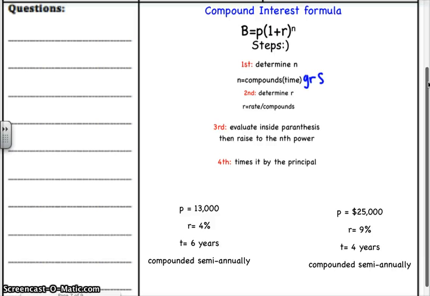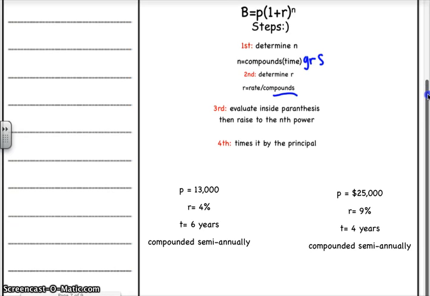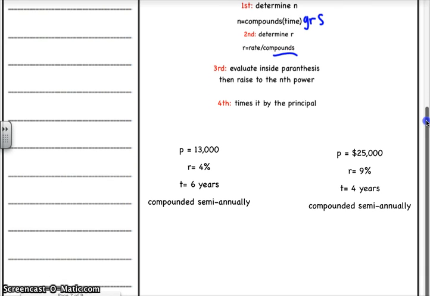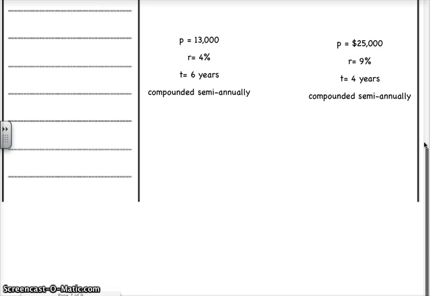Second, your interest rate. Interest rate again is given to you in an annual situation. So to determine it, you have to know how many compounds you have. So the interest rate is divided between the compounds you have for a year. So it's rate divided by compounds. And then you'll evaluate inside parentheses and raise it to that nth power and times it by the principal. Now I'm just going to show you how I do this. Okay?